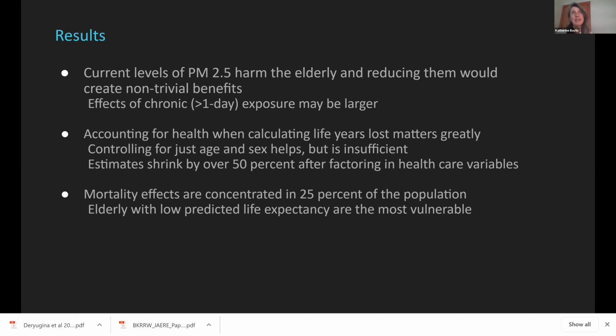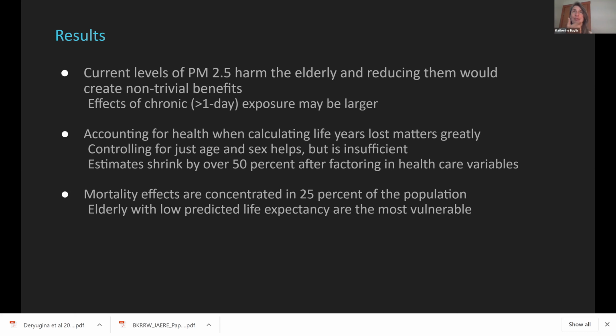The other piece that's coming out of their work is to note that simple predictions of life expectancy using things like sex and age really don't cut it, and will give you much bigger estimates of the effect of air pollution than a much tighter control using a whole bunch of past health history. Okay, and these effects are really concentrated in the top 25% of the population.